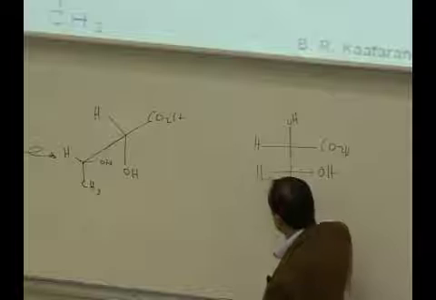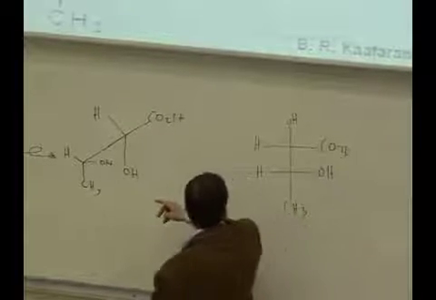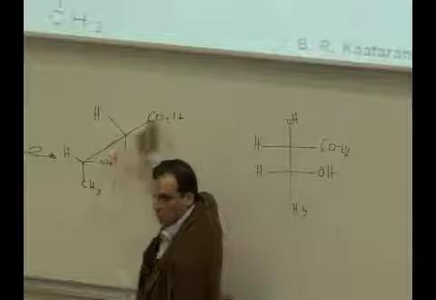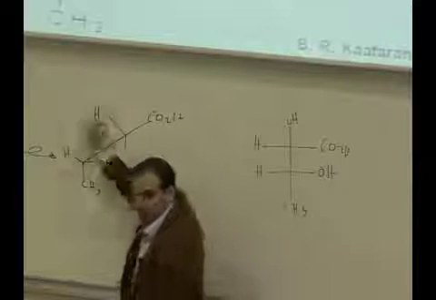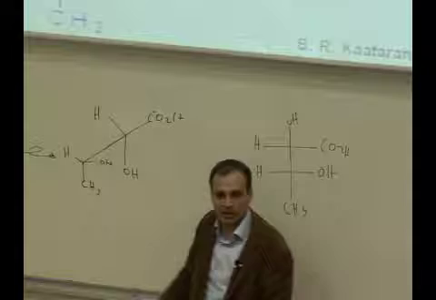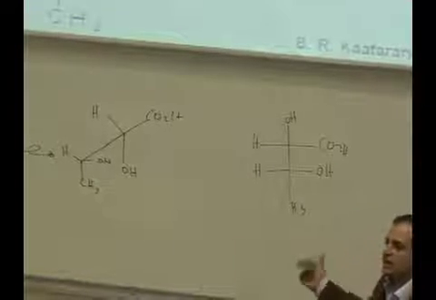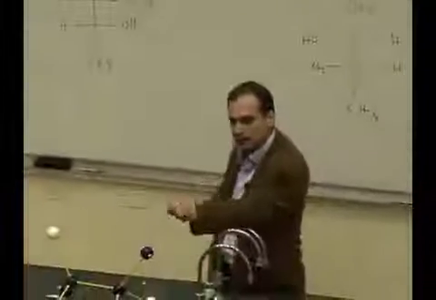H. CH3. Well, I have OH and CO2H to be eclipsing each other. I have hydrogen and hydrogen to be eclipsing each other. And I have OH and CH3 to be eclipsing each other. Okay? Now let's find R and S. This is the second part of the exercise.